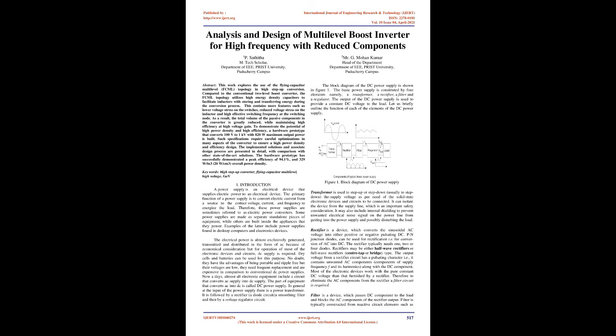The basic power supply is constituted by 4 elements, namely, a transformer, a rectifier, a filter and a regulator. The output of the DC power supply is used to provide a constant DC voltage to the load. Let us briefly outline the function of each of the elements of the DC power supply.